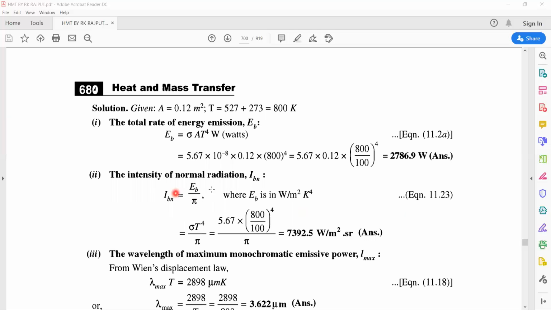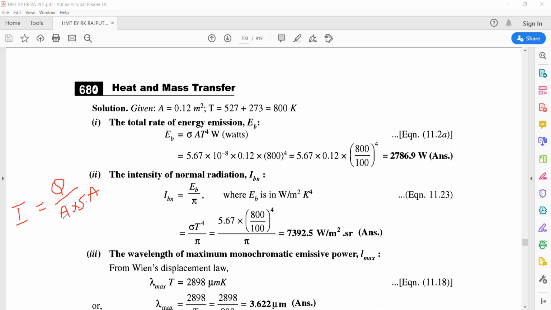The next one is the intensity of radiation. The intensity of normal radiation is given by the formula I_N equals E_B divided by pi. In the previous class, we have seen the definition of intensity of radiation, which is defined as the energy emitted by the body per unit area per unit solid angle.